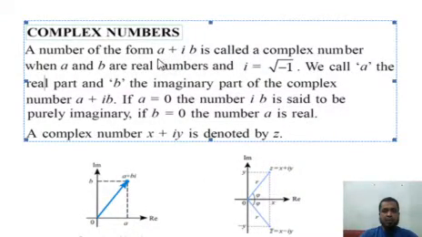Complex numbers. What is a complex number? A number of the form a plus ib is called a complex number, where a and b are real numbers and i equals square root of -1. i is the imaginary term. a and b are the real and imaginary parts of the complex number. Sometimes it may be written as x plus iy, sometimes as c plus id, and x plus iy is denoted by z. This is the definition of a complex number.